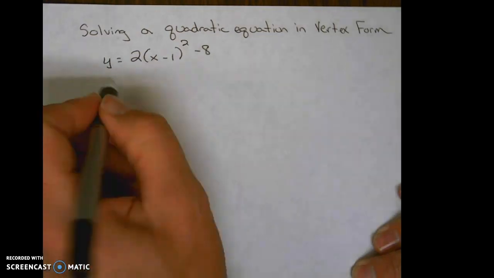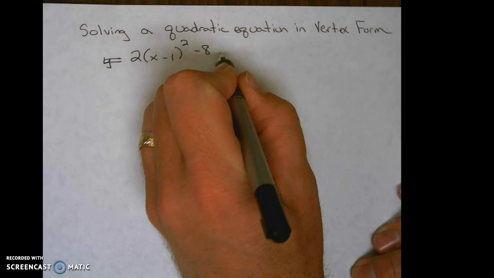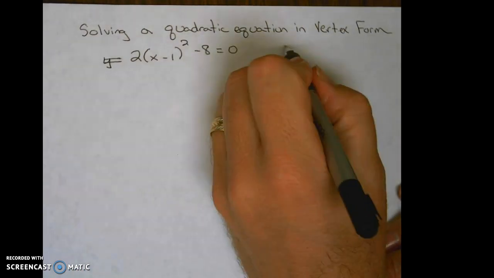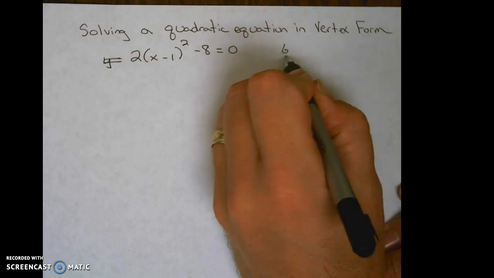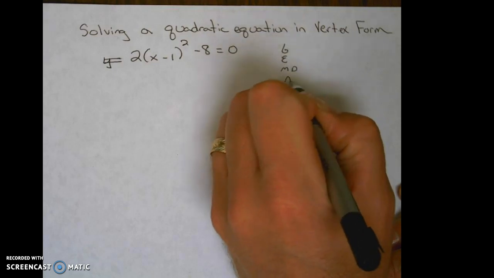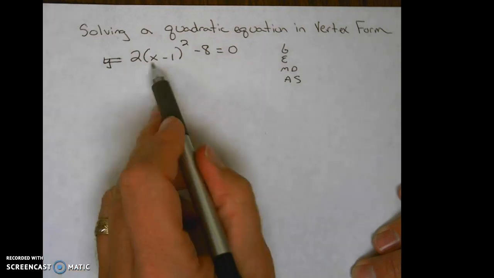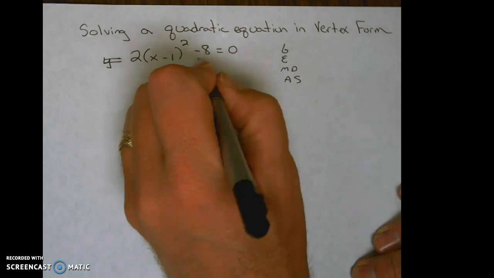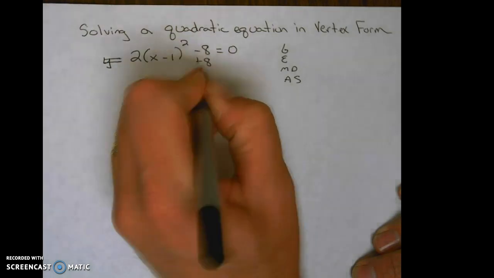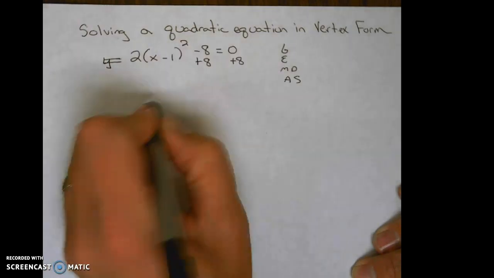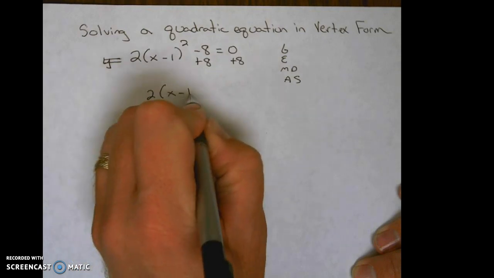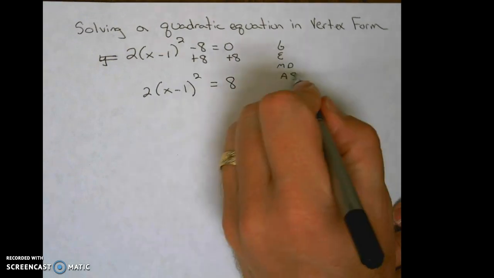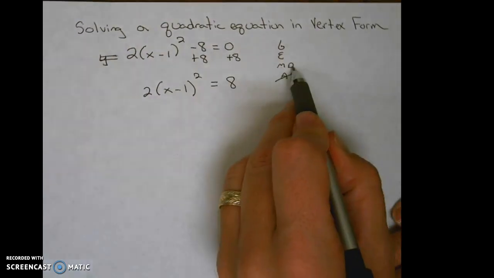Well, what we want to do is, again, as you already know, set the equation equal to 0, and now we're going to solve for x. So we're going to undo GEMDAS. We want to isolate the x. So we're going to start by undoing adding and subtracting first. So we're going to undo the subtraction with addition. Okay, that's done. Then we're going to undo any multiplying and dividing.